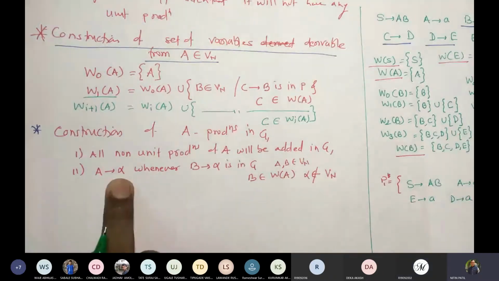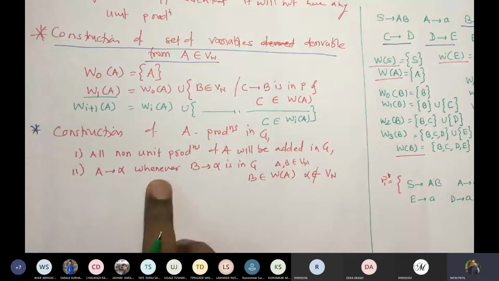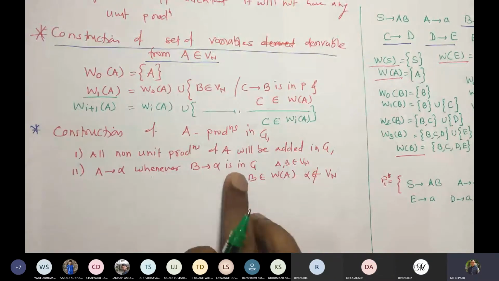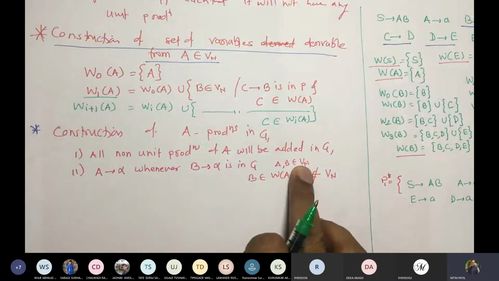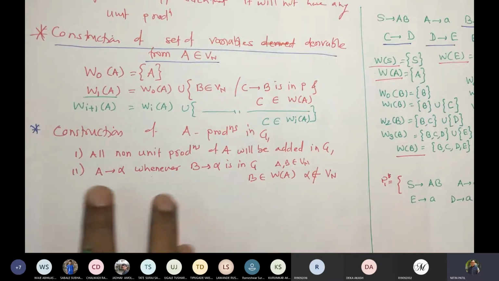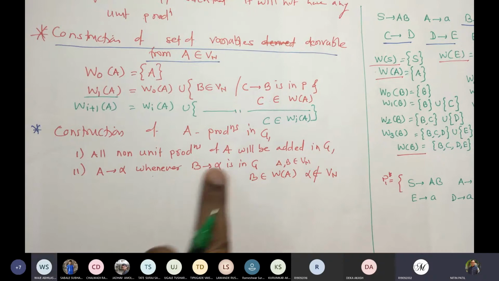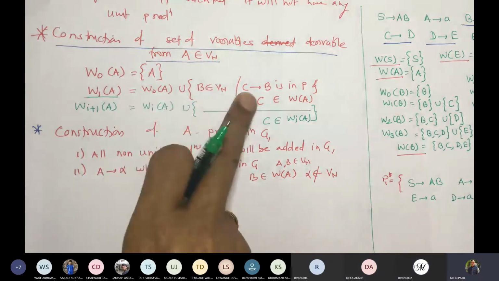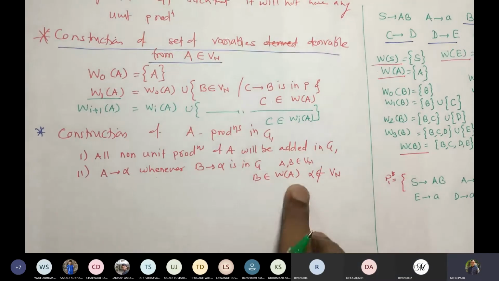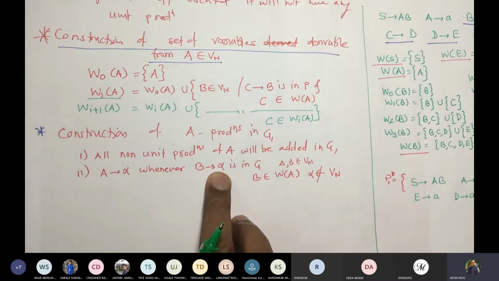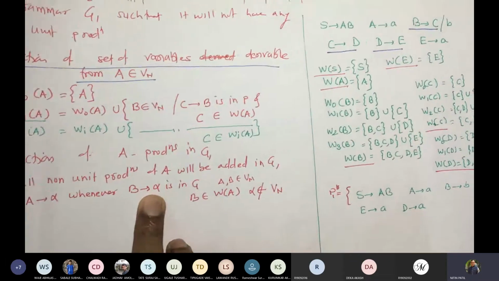So what I'm saying, A gives alpha would be added whenever there is a production B gives alpha in the grammar, such that A, B belong to Vn, and B belongs to W of A. So that means when B belongs to W of A, there is a chain rule available from A to B. Correct? Am I correct? B would be part of W because we work with this. We have this kind of production available. Now, this alpha should not contain a variable. This alpha should be only terminal or terminals.